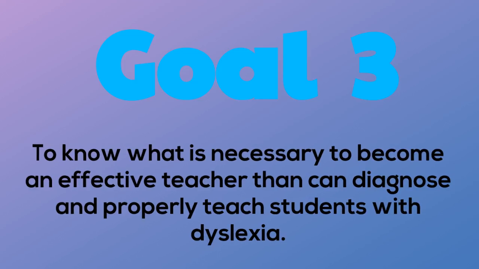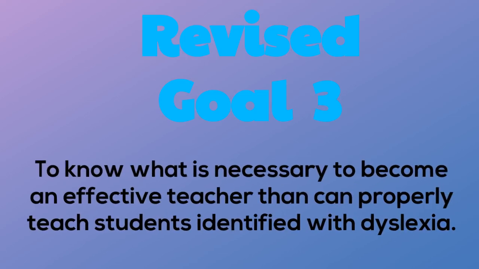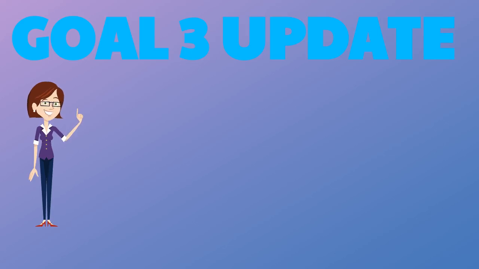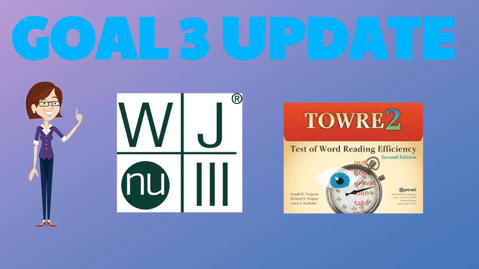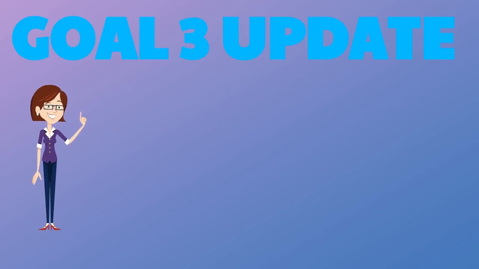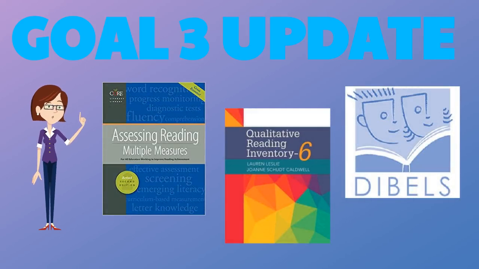Goal 3 was to know what is necessary to become an effective teacher that can diagnose and properly teach students with dyslexia. The revised goal is to know what is necessary to become an effective teacher that can properly teach students identified with dyslexia. Goal 3 update. Course 3 provided a thorough explanation of testing that may be used to identify students with dyslexia, assessments that are administered by professionals. It also provided a thorough explanation of assessments that teachers can administer.